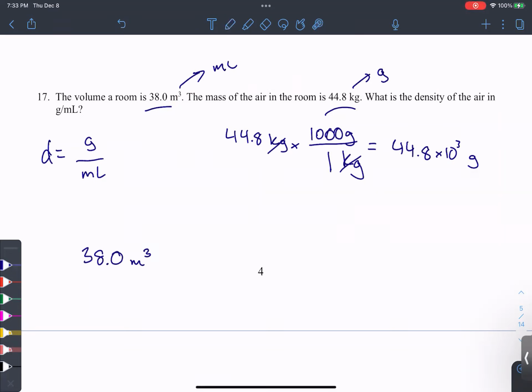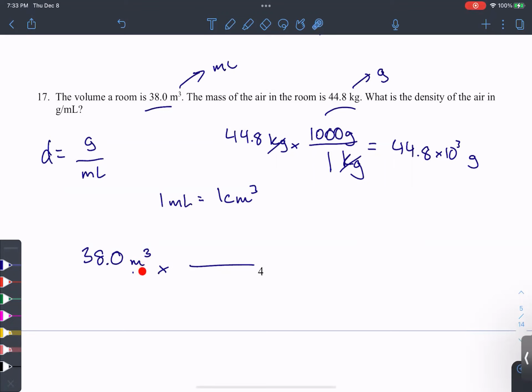Because I have a problem. Meters cubed looks nothing like a milliliter. How the heck do I relate that? There is one conversion you absolutely need to memorize. 1 milliliter equals what? 1 centimeter cubed. So if I can get meters cubed into centimeters cubed, then I'm home free. I could even go to liters if I wanted to, right? Okay, but the problem is, do you know how many cubic centimeters are in a cubic meter?